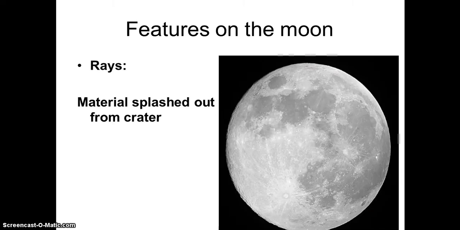Another feature is called rays. You can see in the lower left-hand portion of the moon and also kind of right center of the moon, you've got craters, and they have material that is splashed out around the outer edges of those craters. Those are called rays. If you think of sun rays radiating out from the center, that'll help you to remember what the rays are.